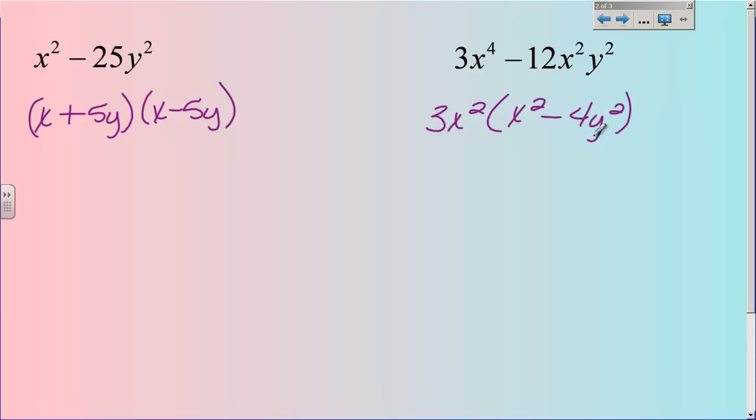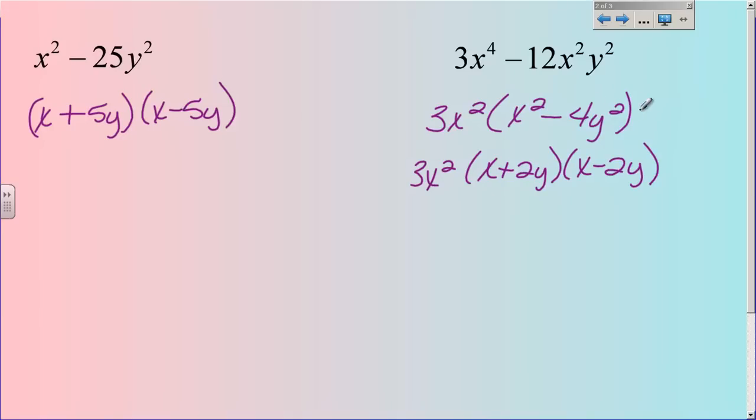I am not completely done with this problem until there is nothing left that can be factored. If I still have room to factor, I've got to go ahead. So the 3x squared is still one of my factors. But then this being a difference of two squares, I have to factor it like I did this one over here. So I end up with x plus 2y. The square root of x squared is x, the square root of 4y squared is 2y, and then x minus 2y.